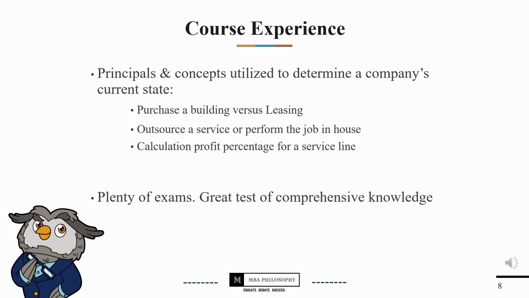Similar to my financial accounting course, the main difference here was utilizing the principles from managerial accounting naturally. So some of the things we were looking at when we were analyzing a company was allocating its costs and profits to determine whether it's viable to purchase a building versus leasing it. We also looked at whether it's viable to outsource a service or perform that service in-house, or even hire more employees versus increasing the responsibilities of that company's current staff.